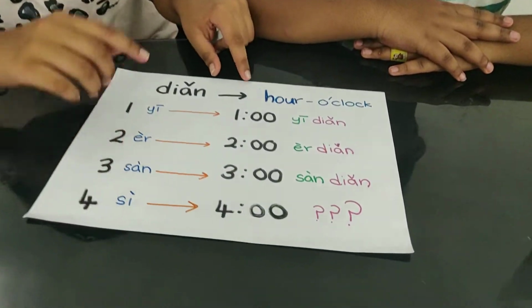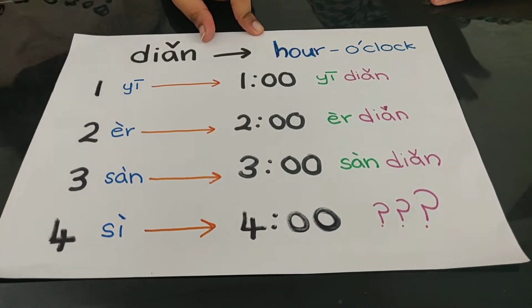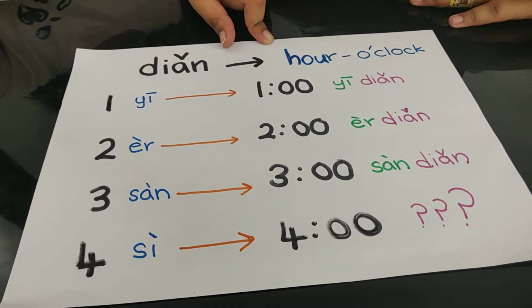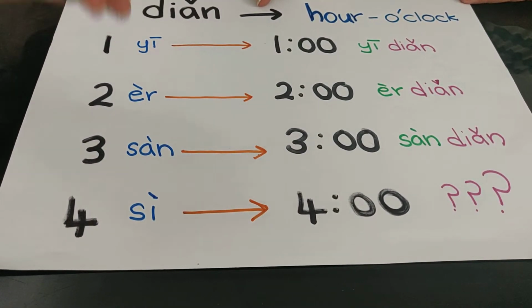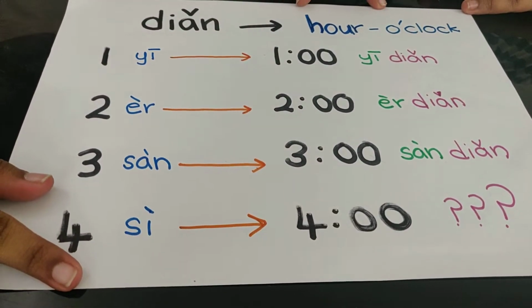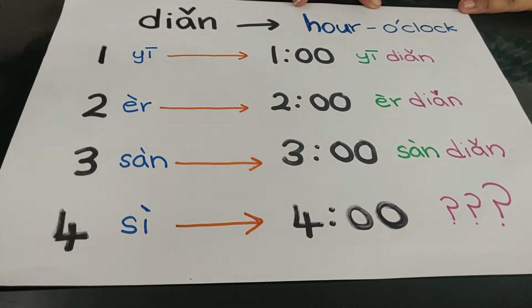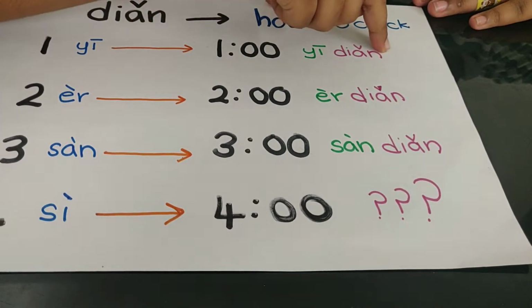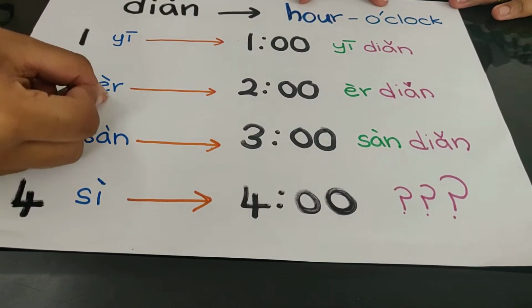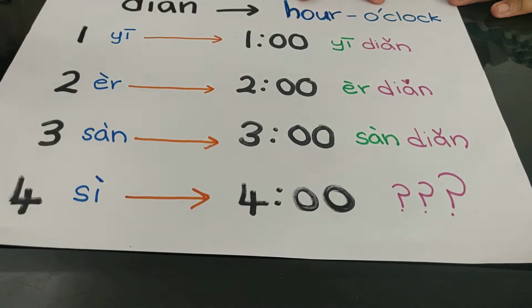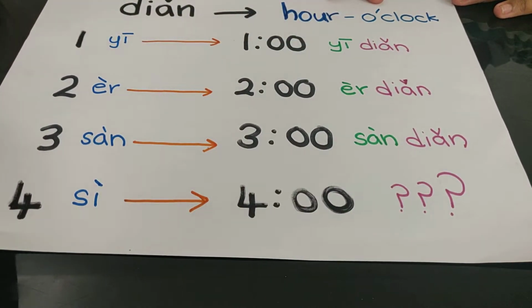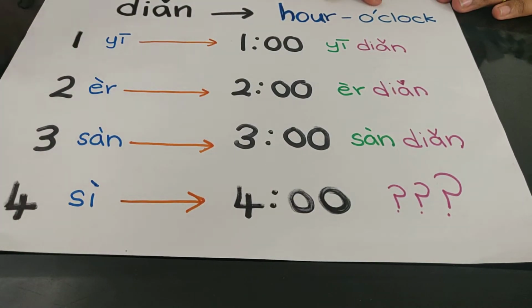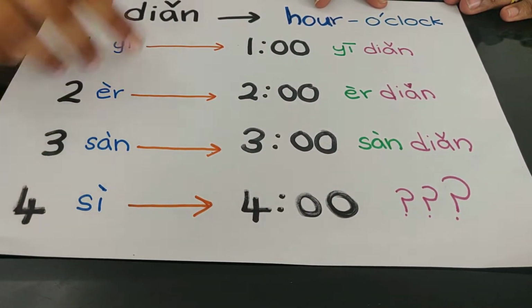Now we are going to learn time or clock. So dian means hour or o'clock. So for example, you want to tell the time in Chinese. So yi is 1. So you want to say 1 o'clock, the time in digital time. Since dian means hour, it's called yi dian. So it's 1 hour. Er dian. That's 2 hours. Yi dian, 1 o'clock. Er dian, 2 o'clock. Like that you can say the time even if you change the numbers.